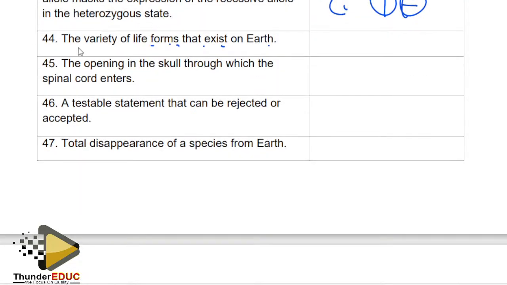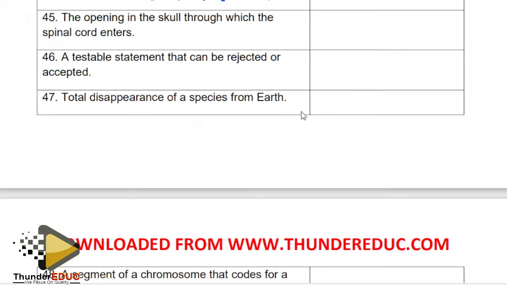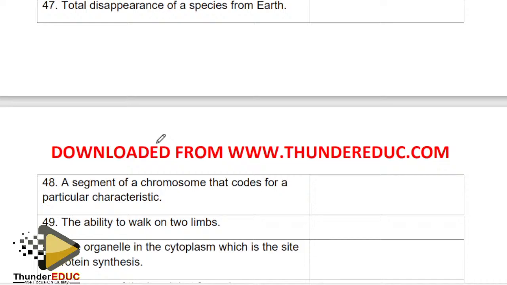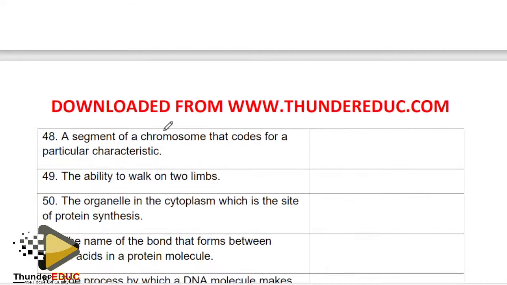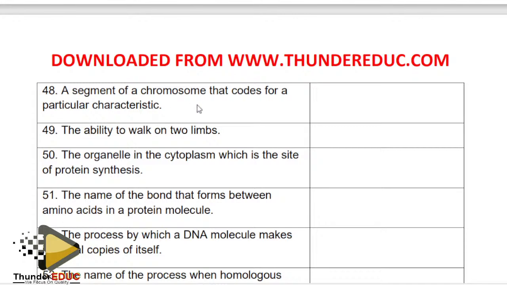They're saying that a variety of life forms that exist on Earth is called biodiversity. The opening in the skull through which the spinal cord enters, we call it foramen magnum. The testable statement that can be rejected or accepted is a hypothesis. Total disappearance of species from the Earth, we call it what? We call it extinction.